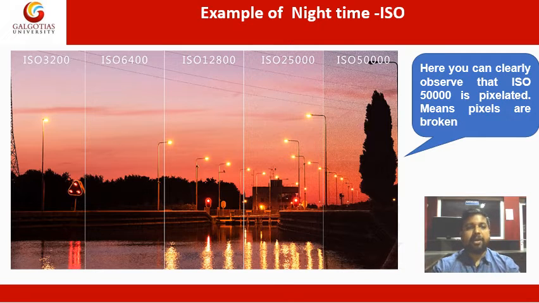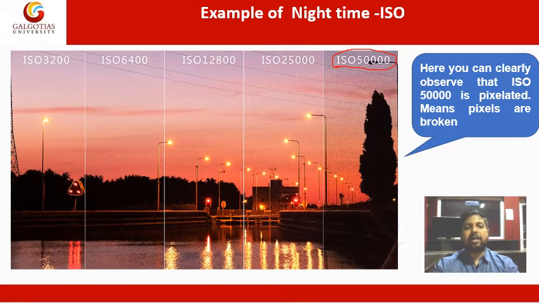Then in the next image, ISO 6400, you can see there is some unsharp object, something like dotted. And in ISO 550,000 you can see that the pixels are broken. You can see clearly there is dot dot dot dot in this image. That means pixels are broken. This is a hazy picture.